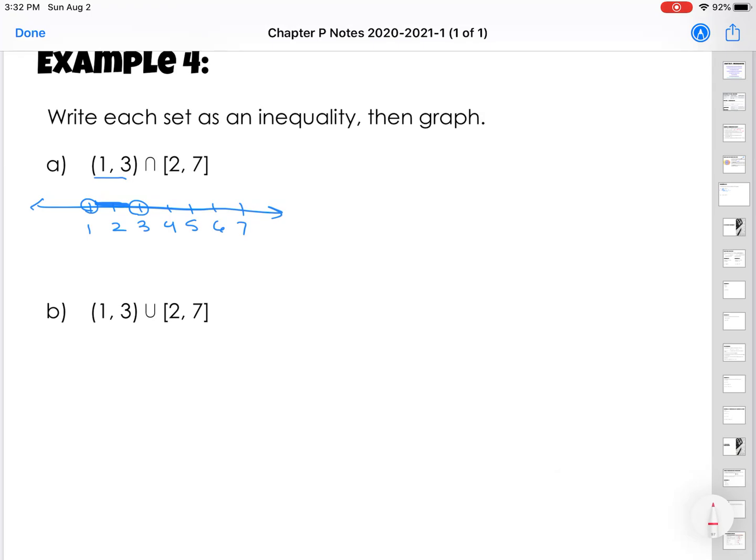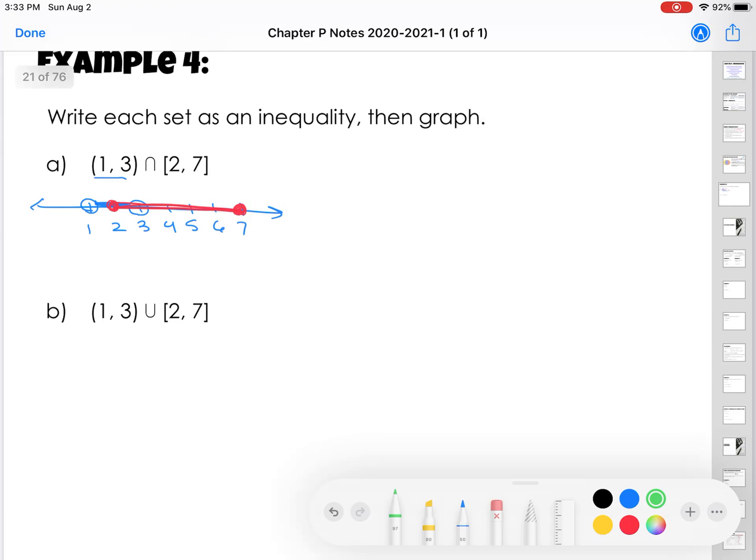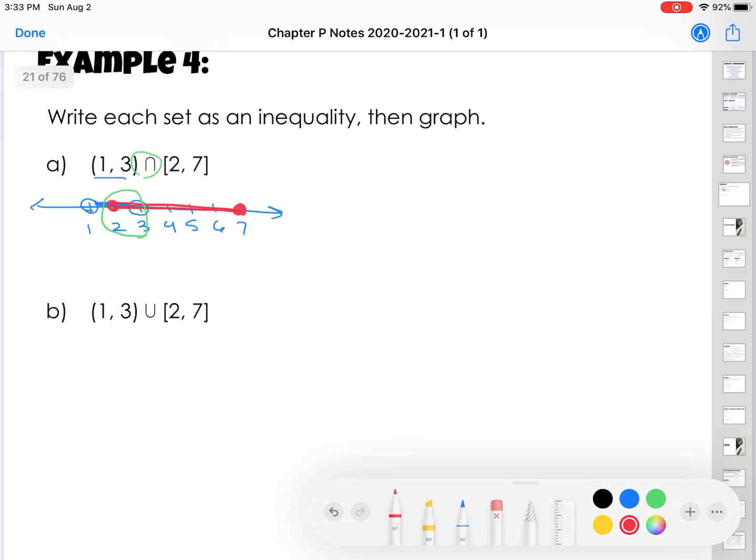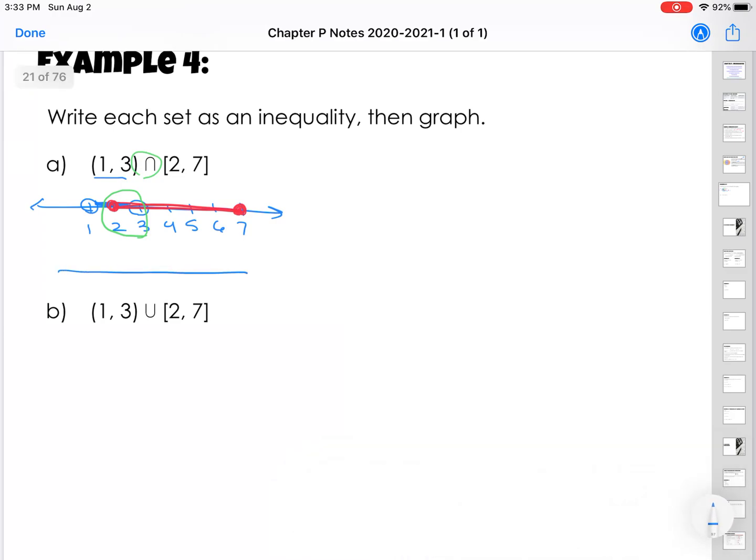If we were to do the next one, we would have a closed circle at 2 and a closed circle at 7. Now, because we want the intersection, all we want is the overlap, so what both of them are doing. So remember, this is telling me overlap, so I just want the part that they both include. So if I do that, which might actually be the easier way to graph first, it looks like we're going from 2 to 3.